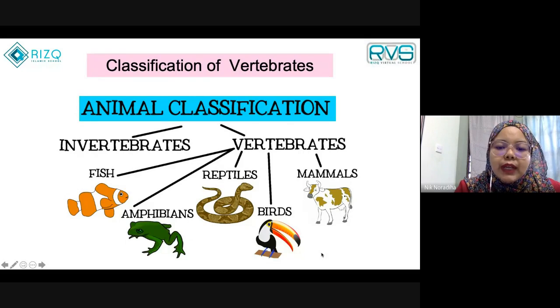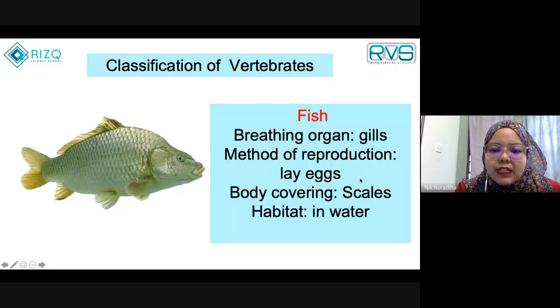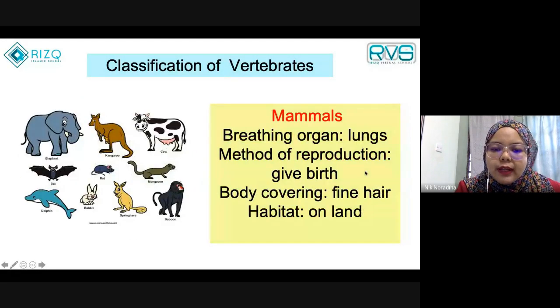So today, teacher will go one by one. What are the characteristics of animals that we can classify under these 5 groups? All right? Okay, so this one, fish, we already did just now. And the second one, mammals. Mammals is one of the groups of animal.